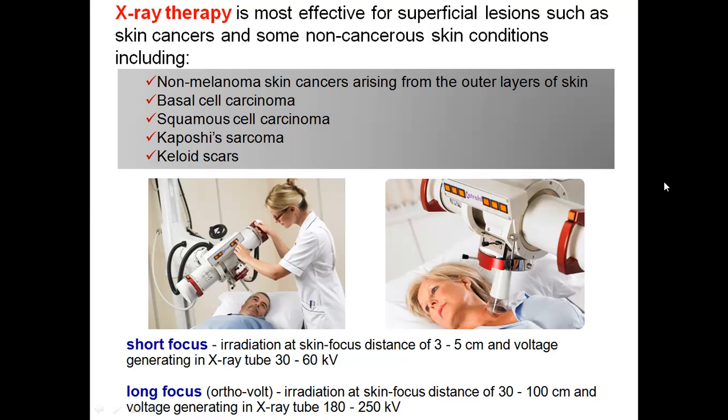X-ray therapy may be realized as the so-called short and long focus technique. Short focus means irradiation at a skin focus distance of 3-5 centimeters and a voltage generated in the X-ray tube of 30-60 kilovolts. And long focus or orthovolt irradiation is done at a skin focus distance of 30 centimeters up to 1 meter and a voltage generated in the X-ray tube of 180 up to 250 kilovolts.